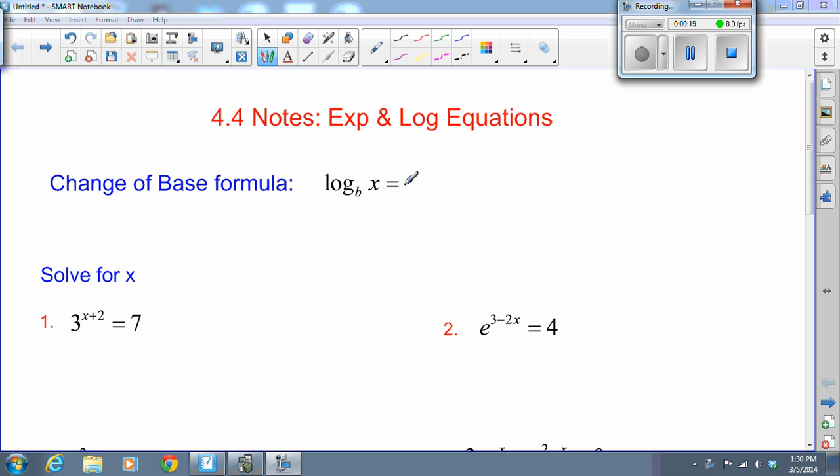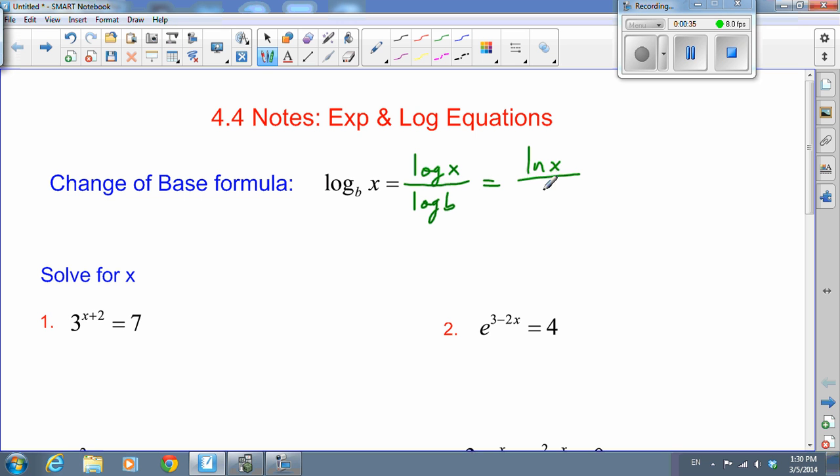In order for me to change the base, this is equal to the log of x over the log of b. And note that whenever I don't write anything as a base, it means that it's base 10. Well, I can also change it as the natural log of x over the natural log of b. For example, if I say log base 2 of 10, it is the same thing as log of 10 over log of 2.